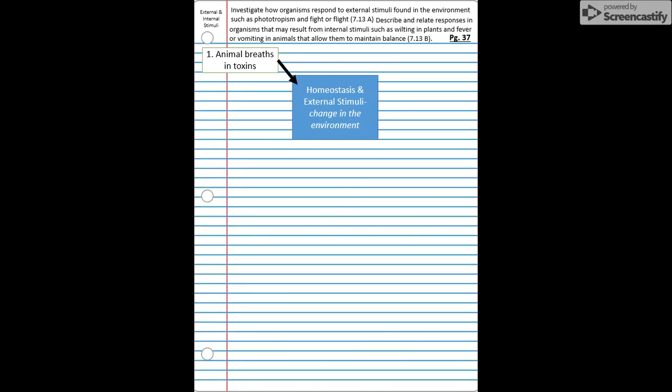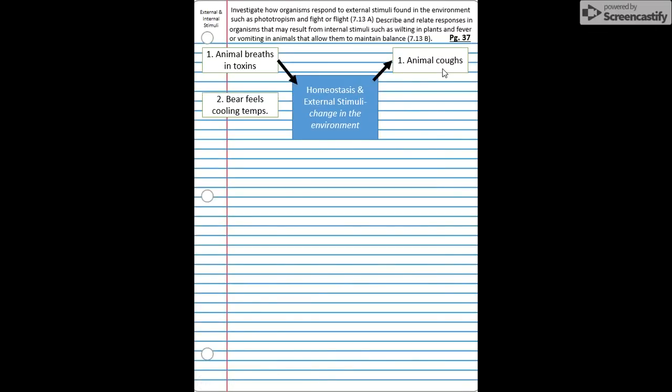Okay, so the external thing that happened, the change that happened on the outside, was the toxins that he or she breathed in. The response, the effect, was that the animal coughed. So go ahead and make an arrow pointing to another box that says, number 1, animal coughs. So your cause was the toxins that were breathed in by an animal, and the effect was the animal coughing.